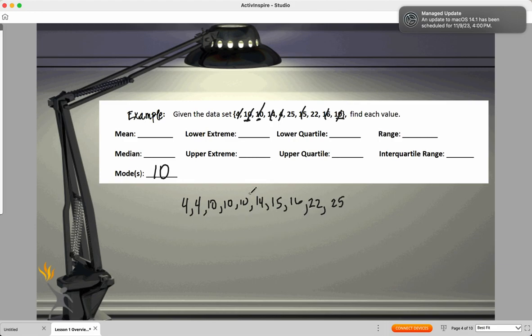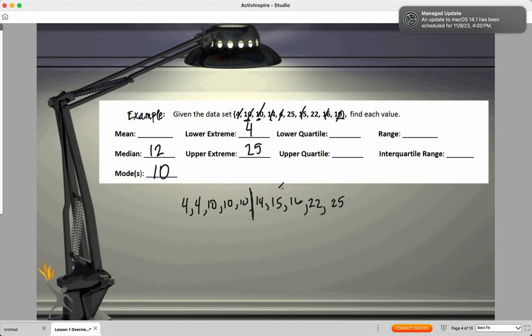There's 10 data points, so the median is going to be right here between the two. And remember when we were doing median when we were younger, the idea is it's the very middle of the numbers. How do I find the middle of 10 and 14? Well, the difference is 4, so halfway through the difference is going to be 12. So now I'm going to find my lower extreme, which is 4. My upper extreme, which is 25.